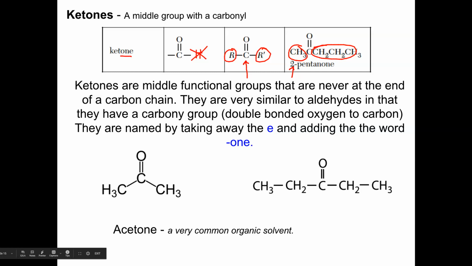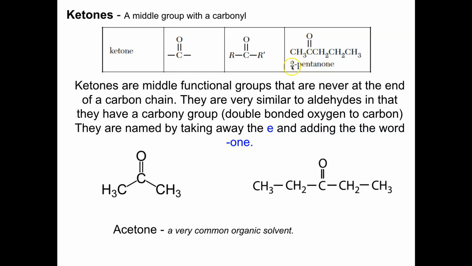So 1, 2, 3, 4, 5, longest continuous chain. So it's a pent. There's single bonds between the carbons based upon the hints of how many hydrogens. We've been through this. So it's a pentane. Take the E away and add -one. And of course, we need the number. And why do we need the number? Because where is this carbon double bonded to the O? And so it's 2-pentanone.